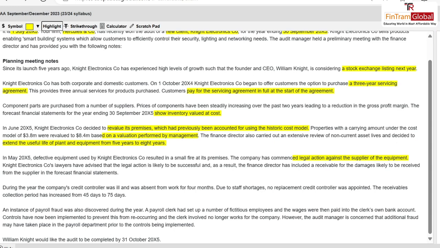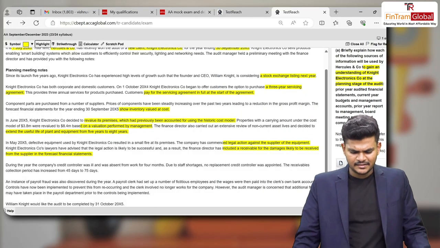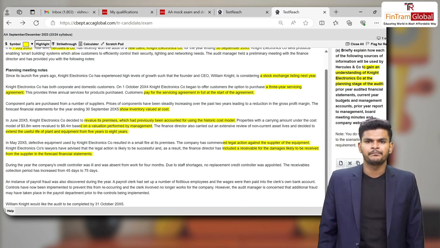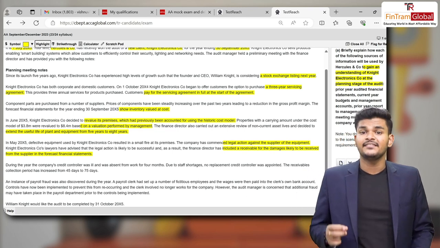Let's read it completely. Knight Electronics Co.'s lawyers have advised that the legal action is likely to be successful, and as a result, the finance director has included a receivable for the damages likely to be received from the supplier for the forecast financial statements. Is that something that we need to include in the financial statements? If I revise my accounting standards properly, I definitely knew that this should not be the case.